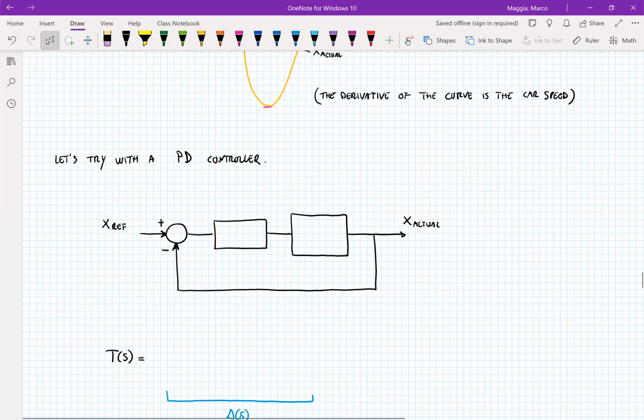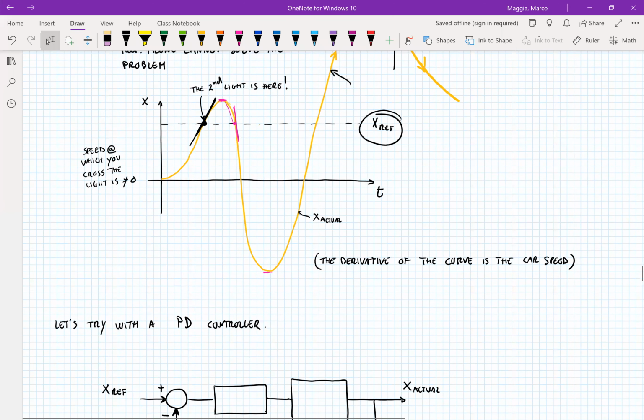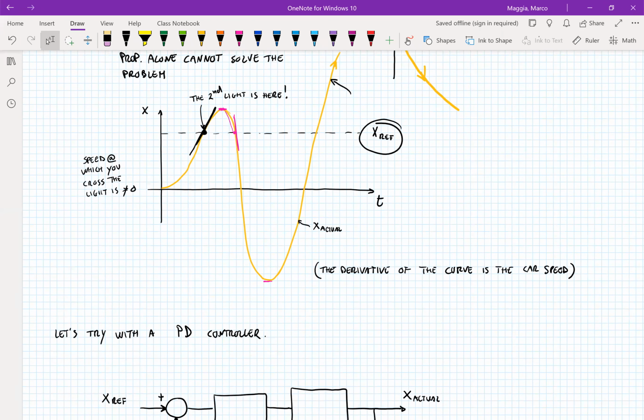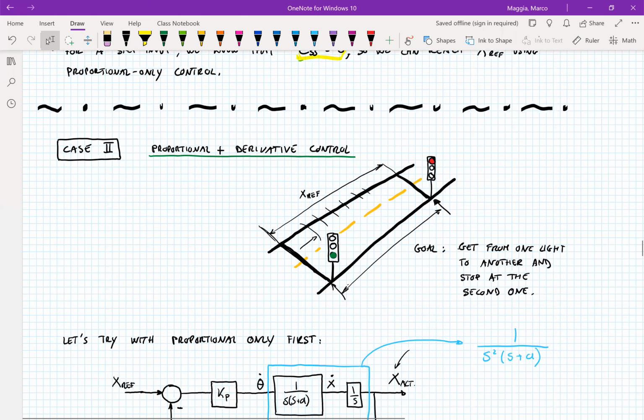Here, the idea is to increase the complexity of the controller. So we might want to have a portion of the controller that takes care also of the rate of change of the error. Because a proportional controller only looks at, okay, how far am I from the second stoplight?